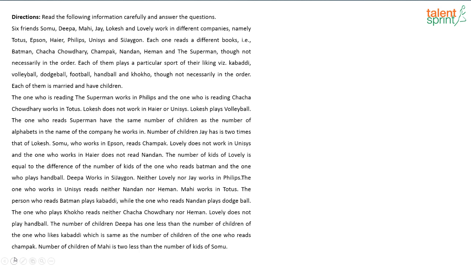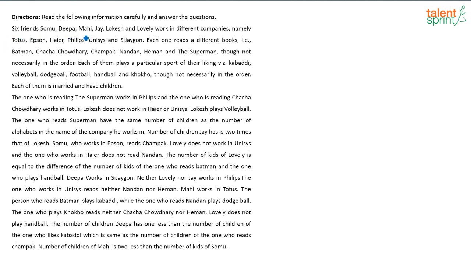Okay, what is given here? 6 friends, Somu, Deepa, Mahi. Okay, Anil says companies are done. Yes, the companies part is the first one that you have done. You also have to find the games they play, the number of children they have, and the books they read. Yes, okay. Let me start.